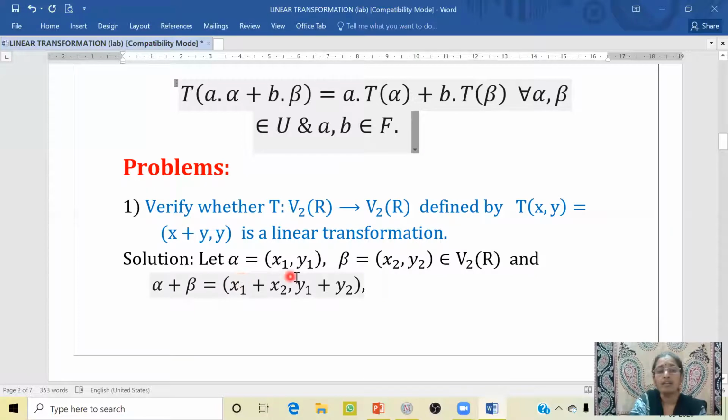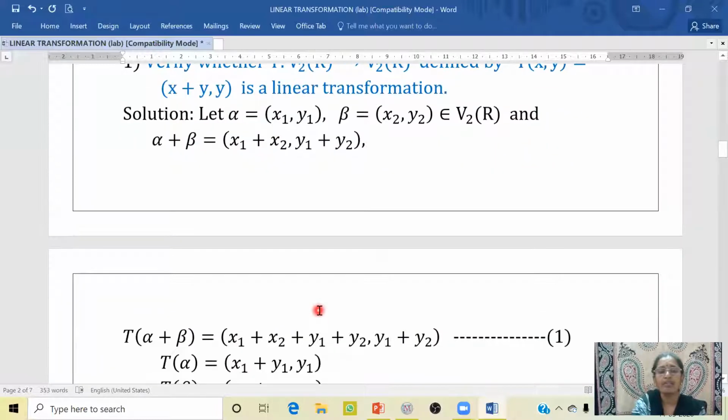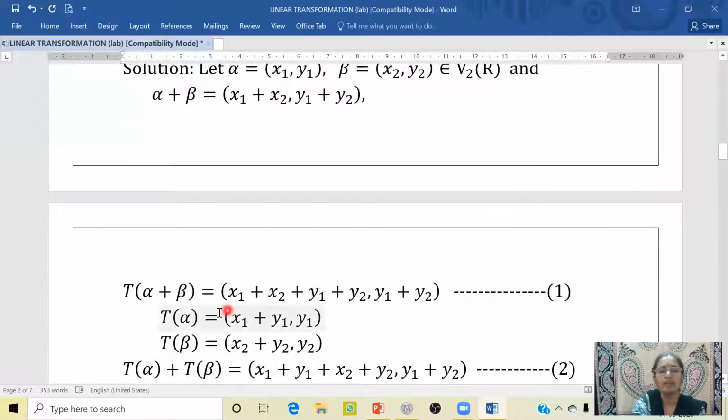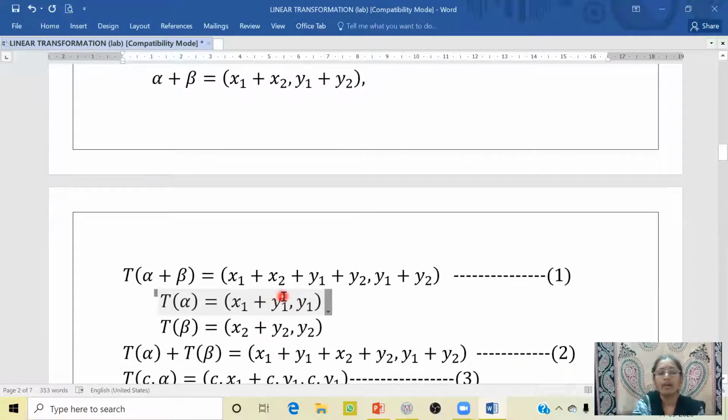Let alpha is equal to x1 y1 and beta is equal to x2 y2 be two elements of R2, and alpha plus beta now becomes the ordered pair x1 plus x2 comma y1 plus y2. Let us apply the transformation T on alpha plus beta. So when we apply, you are going to get x1 plus x2 plus y1 plus y2 comma y1 plus y2. You mark this as expression 1.